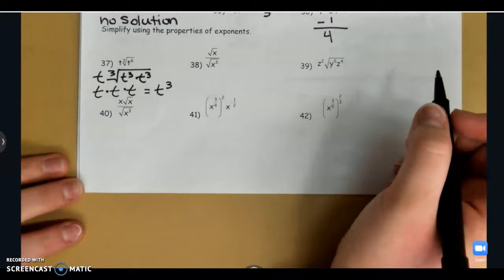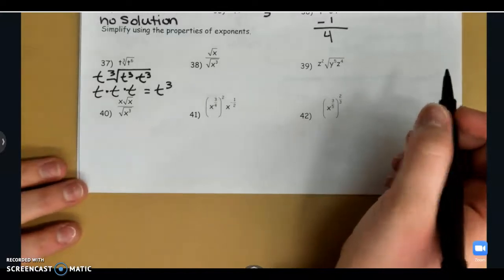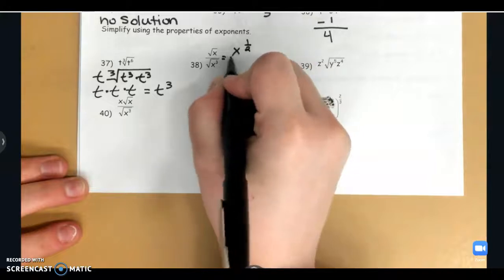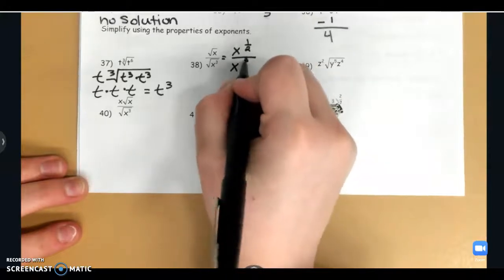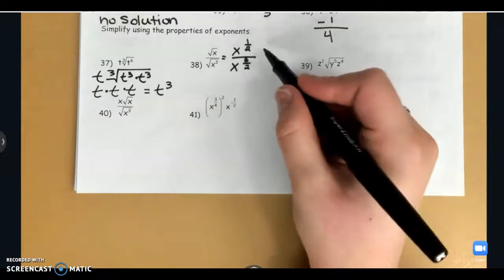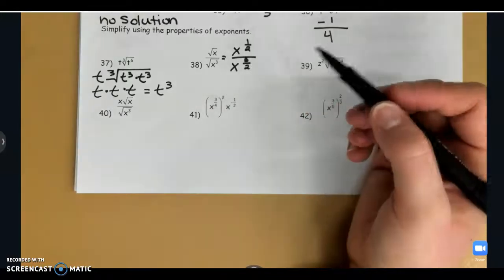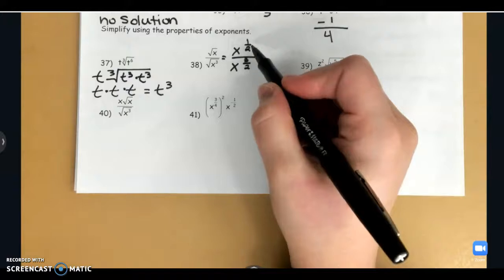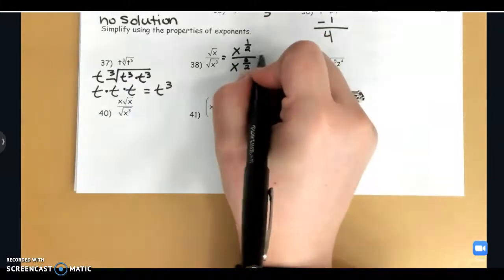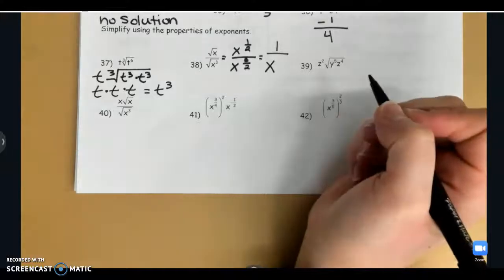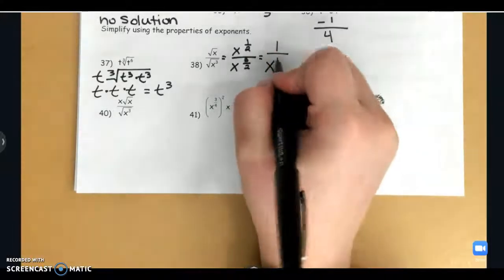Properties of exponents. What I need to do is rewrite these both in exponential form. So this is going to be x to the 1/2 over x to the 3/2. So I'm dividing like terms. What do I do with their exponents? I subtract them, and it's going to go where the larger exponent is. So 3/2 is bigger than 1/2, so I'm going to subtract that, and that's going to leave me with 1 over x to the 2 over 2, which is just x to the 1st power.